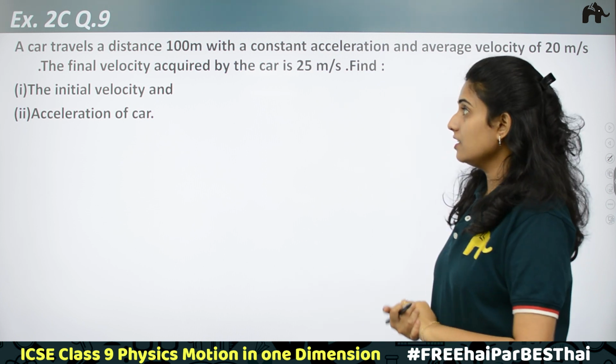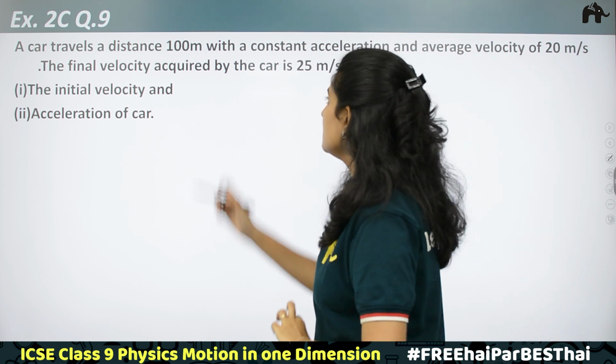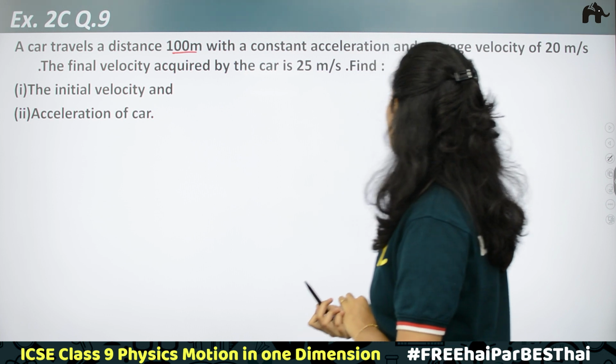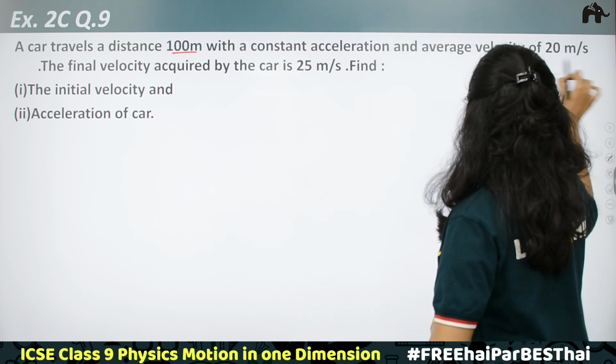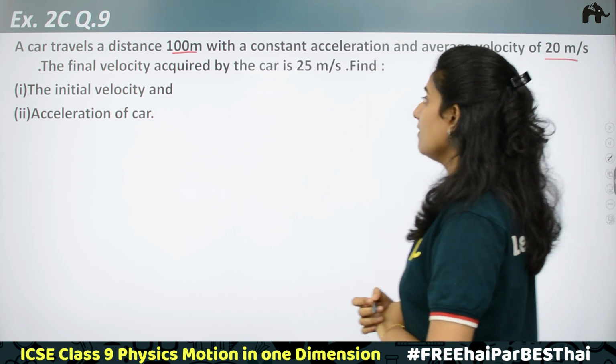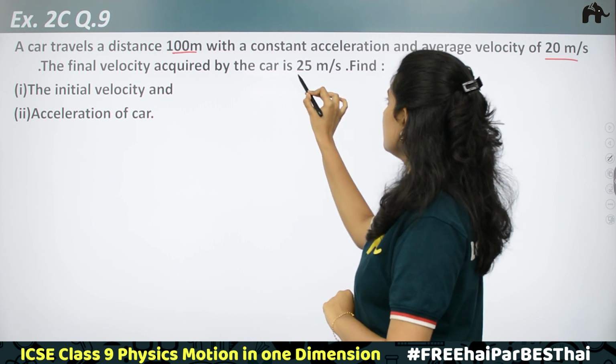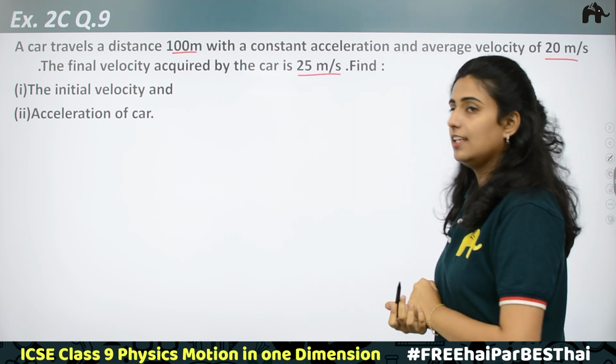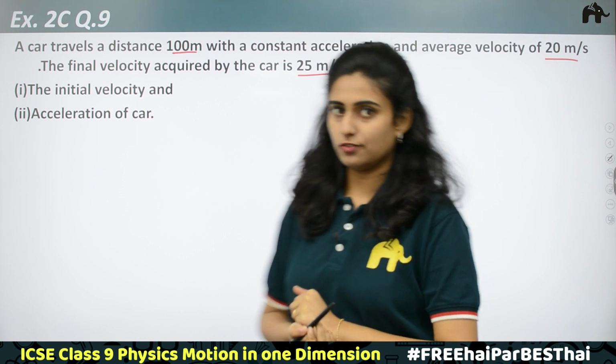Question 9 of exercise 2C. A car travels a distance 100 meters with a constant acceleration and average velocity of 20 meter per second. The final velocity acquired by the car is 25 meter per second. Find the initial velocity and the acceleration of the car.